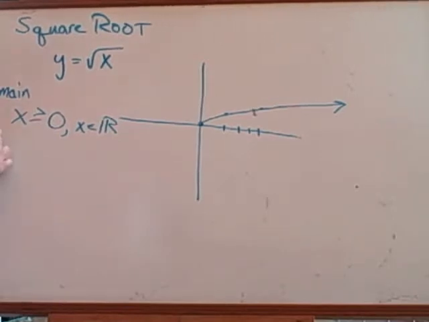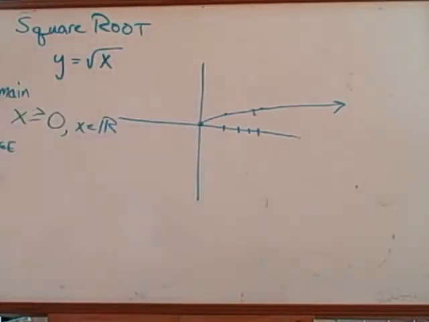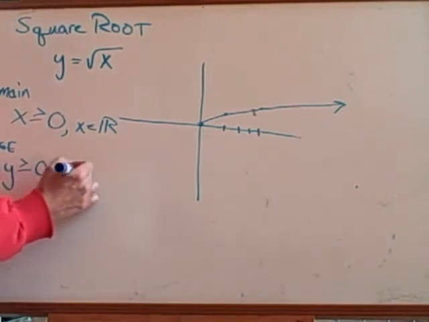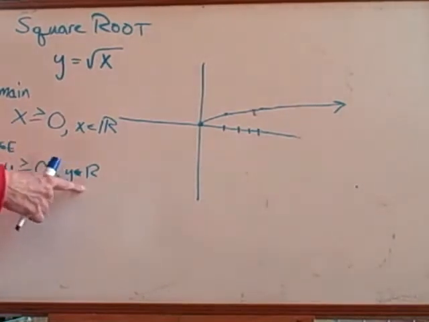Range. We said domain, so let's do range. Now, when you're doing range, remember you want to look up and down. What can the number be? Y is greater than or equal to 0. Y is an element of the reals. Basically, that just means that it's any number bigger than or equal to 0 that is a real number. It's not just integers. It's not just rationals. It's any number. Okay?